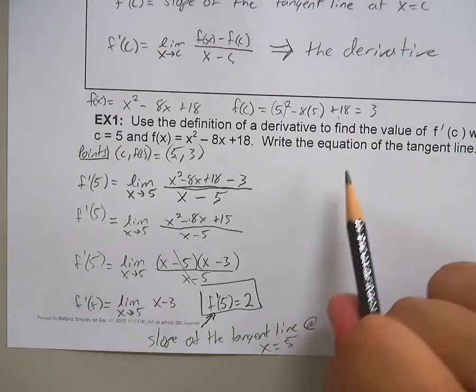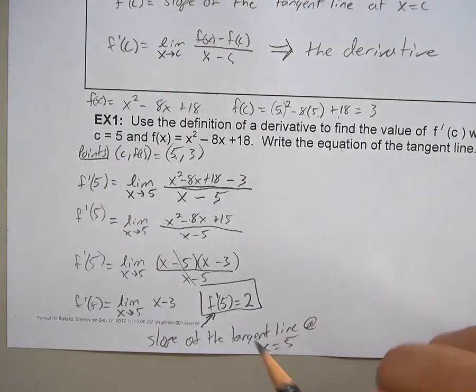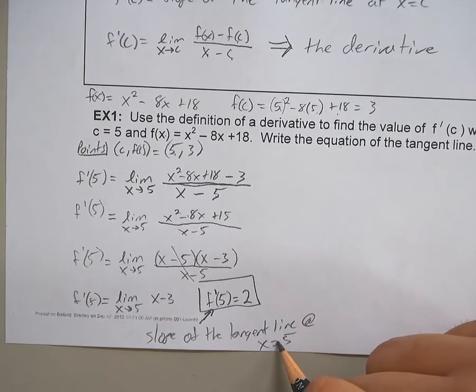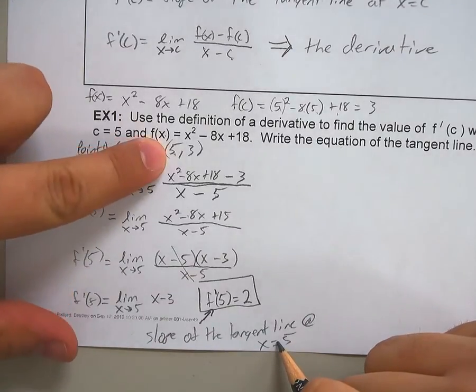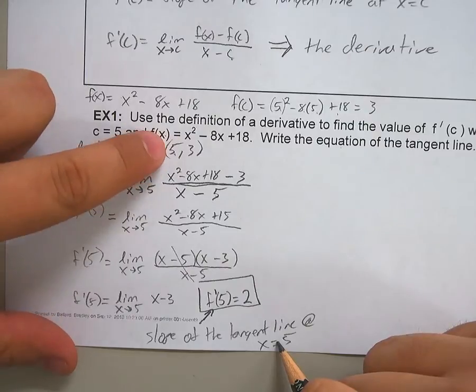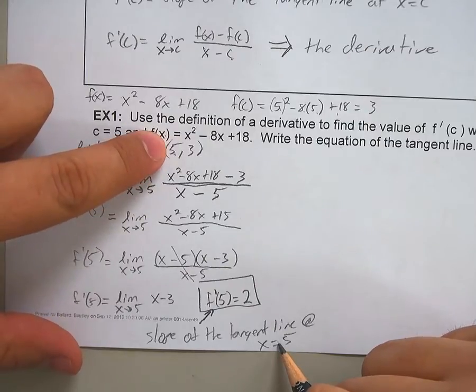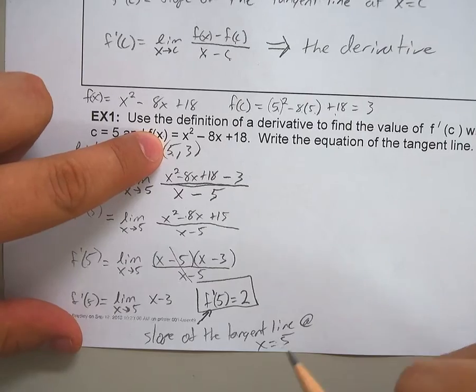Now the second part says to write the equation of the tangent line. Well, here's your slope, and if we only had a point that this goes through, we could use point slope form. Okay, let's do it.